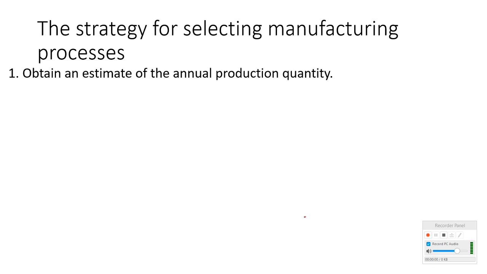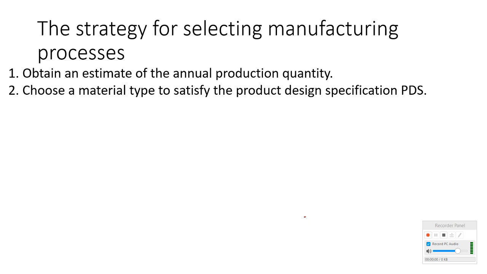I will show you later a typical example of the primer. The strategy for selection of the manufacturing process, one of them is to obtain an estimate of the annual production quantity. As I mentioned, we need to understand what type of material we are going to use. So choosing a proper material that is satisfying our product design specification, or we call it PDS.